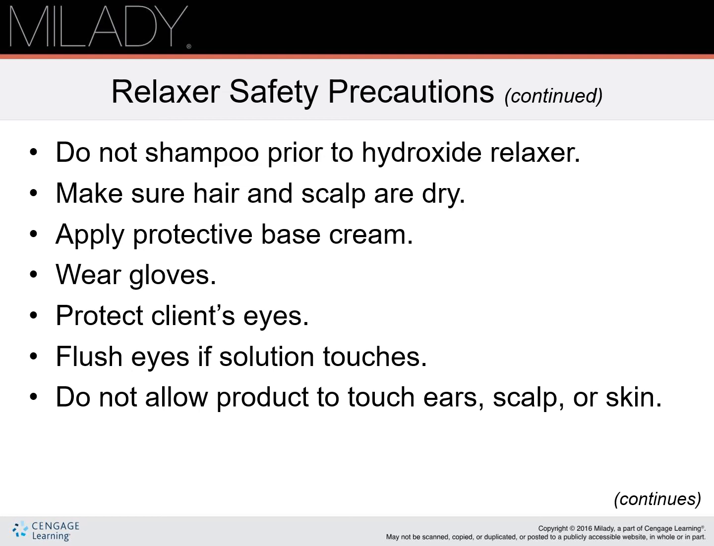Apply a protective base cream to avoid scalp irritation. The client's hair and scalp has to be completely dry prior to the application of a hydroxide relaxer. Wear gloves. If any solution accidentally gets into the client's eyes, flush the eye immediately with cool water and refer the client to a doctor.